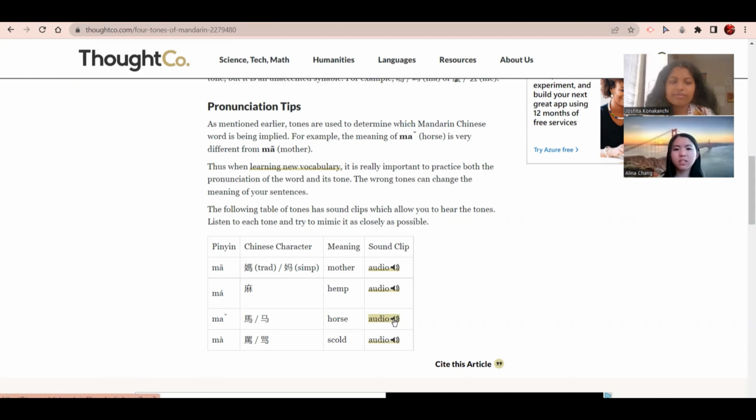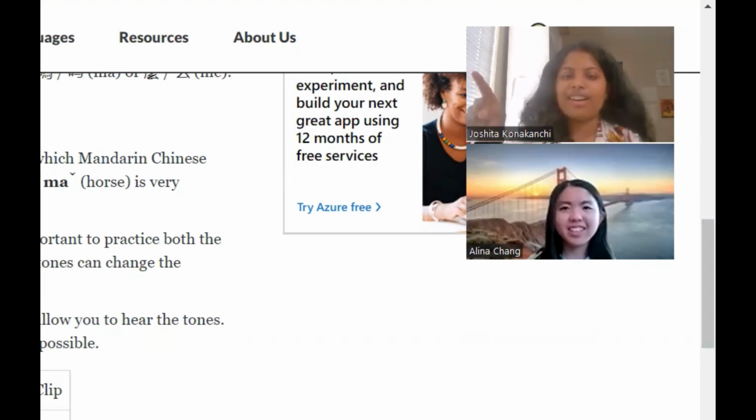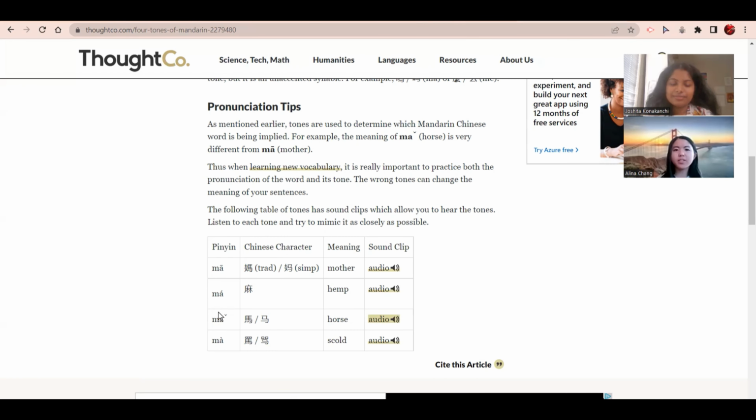The third one, I usually get confused between the second and the third one, but the third one has a little bit more stress. As you can see here, the third one has a check mark. So when I say it, I imagine myself doing the check mark, like ma. And for the second tone, it's just like ma. The third one has a little bit more stress, and it means horse.